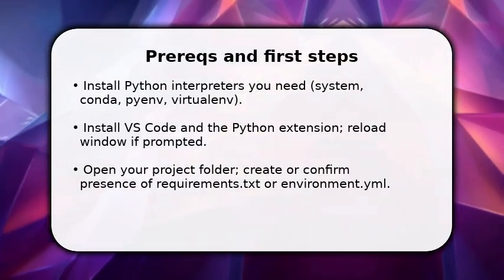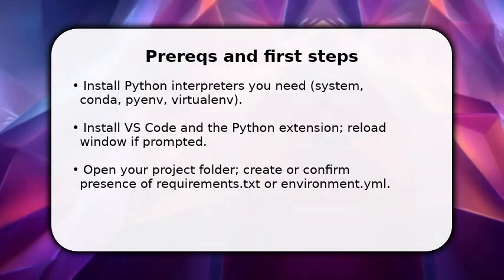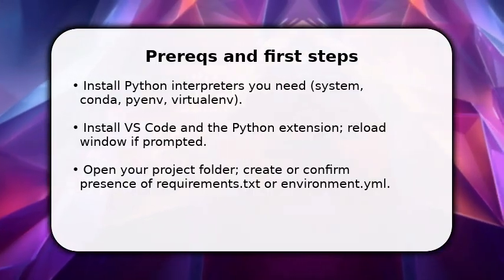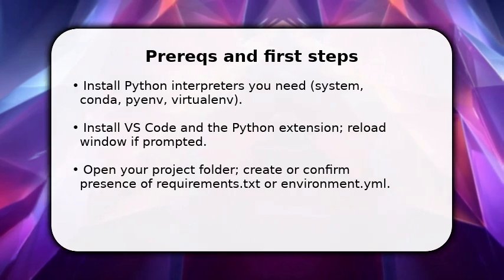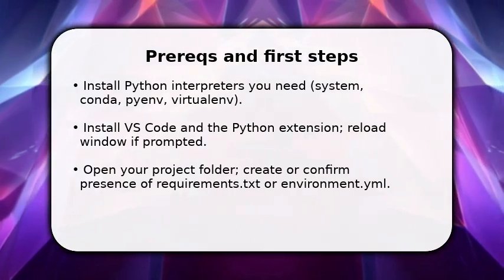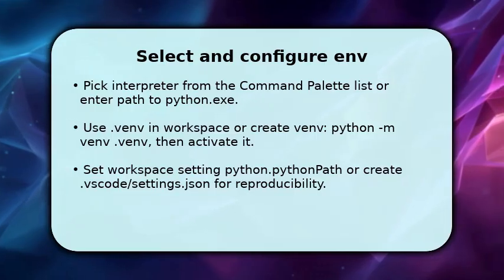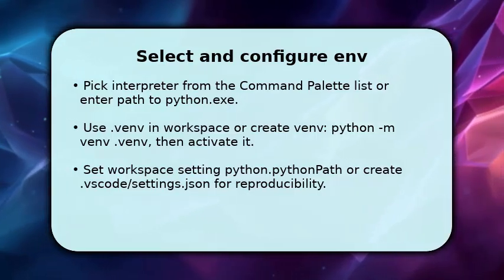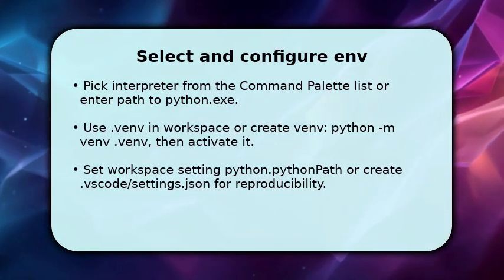Make sure extensions remain active. If an interpreter is missing, refresh the window and check your path or conda base activation so VS Code can detect it. Once you pick an interpreter, VS Code updates the workspace Python path. You see it in the status bar.